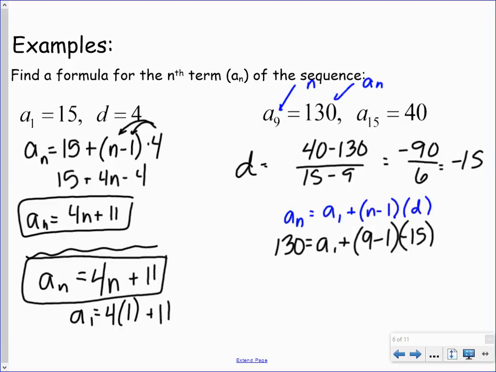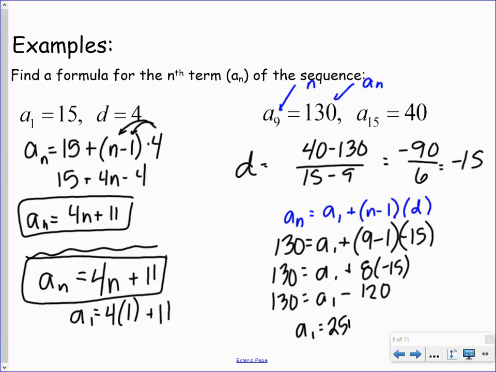in one of the points, x and y, with your slope, right? Now we're plugging in one of our points in the sequence, and we have that formula, so we could use it. So then I would get 130 equals a sub 1 plus 8 times negative 15, and that's 130 equals a sub 1 minus 120. Add 120 to both sides, and we just found out that a sub 1 is 250. And so now we have a sub 1, and we also have d.